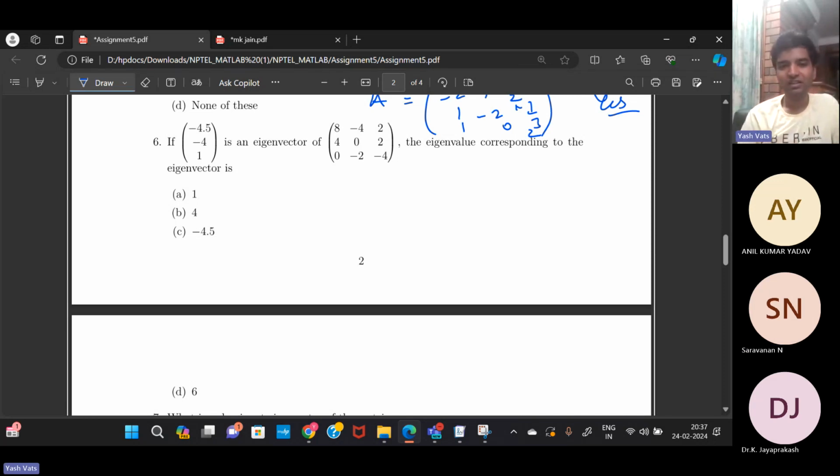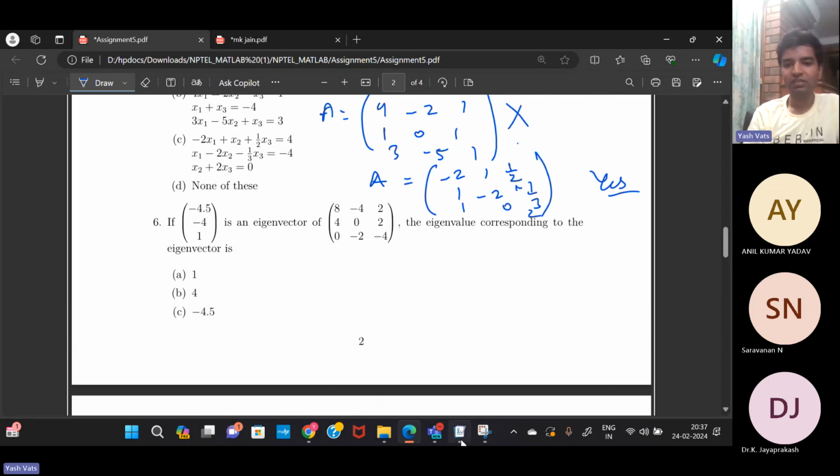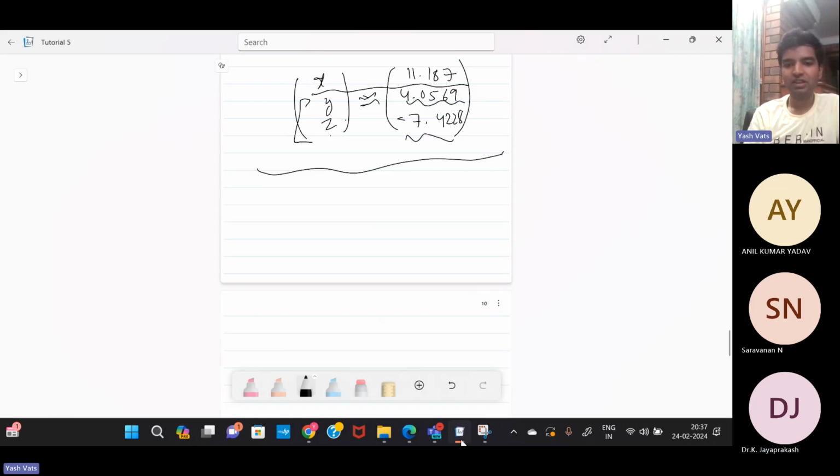But you can look at this. What is an eigenvector and eigenvalue? Do you know this? Can I recall it? Yes, please. Okay, so how do you find the eigenvalue of a matrix? So it's just easy. 8 minus 4.